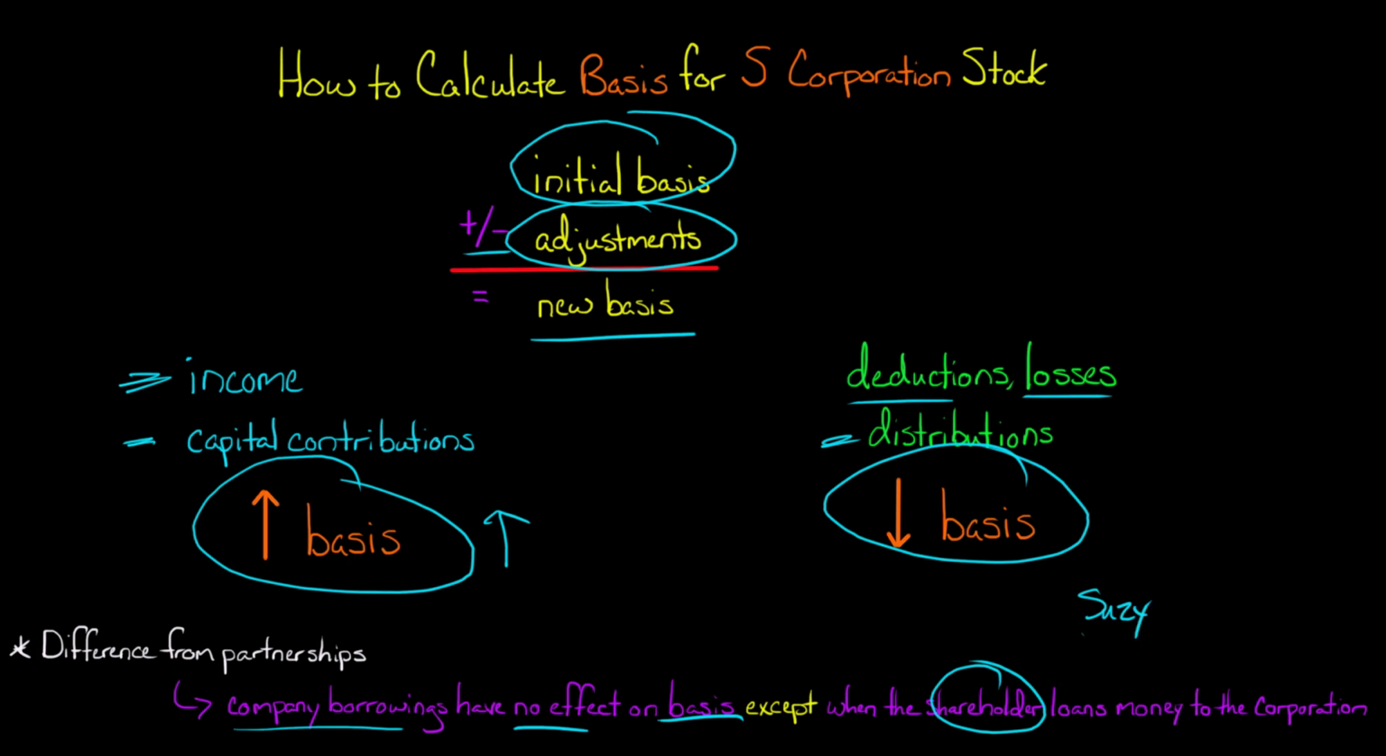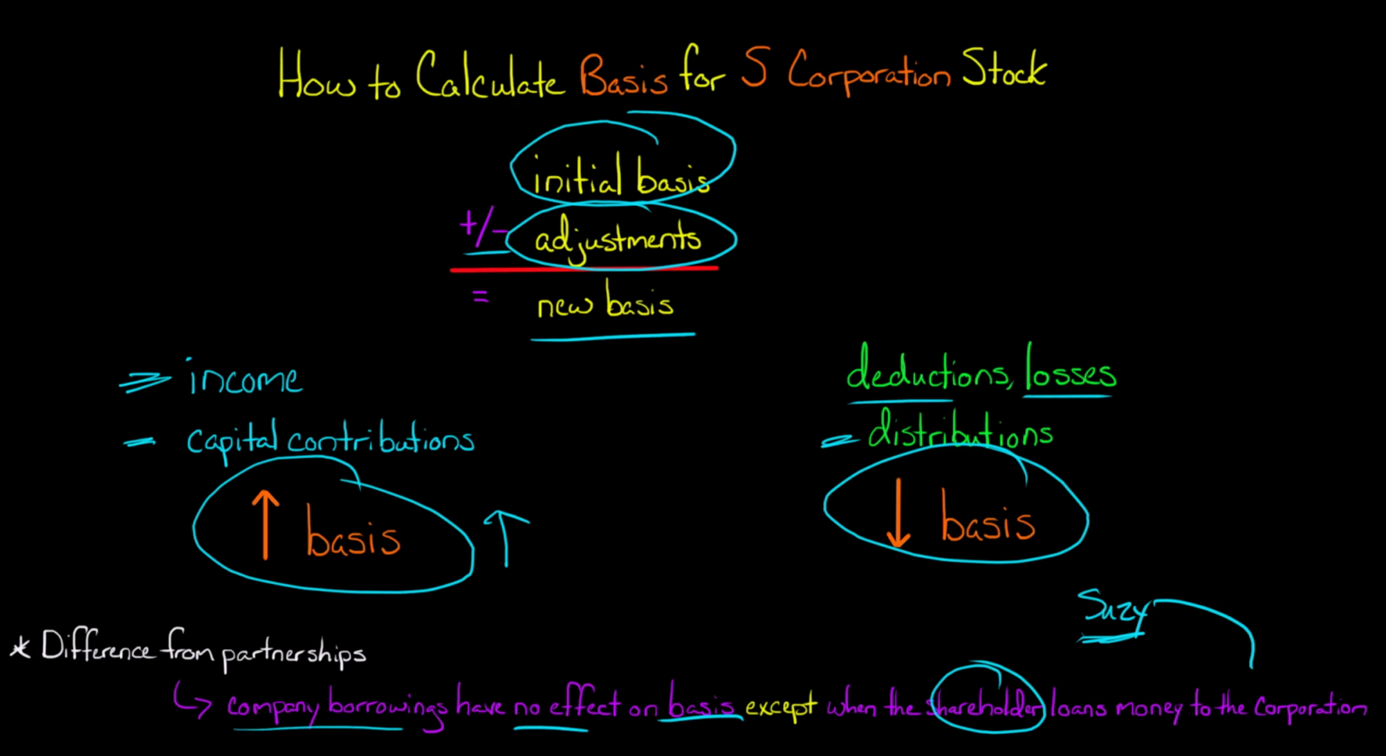If the shareholder loans money to the S corporation, then the shareholder will actually have a loan basis, and we'll keep track of the stock basis and then the loan basis. The loan basis can come into play if the stock basis goes to zero, and then there's a loss with the S corporation. The shareholder's trying to deduct it. They can actually apply it against their loan basis. Okay, we'll get into that. I'll even make a separate video on that.